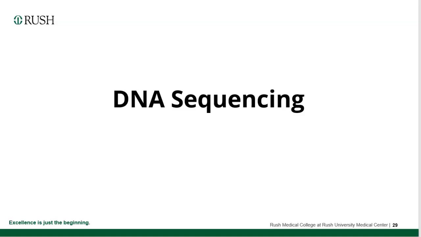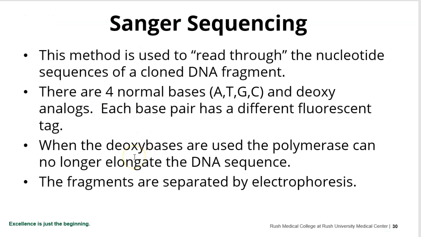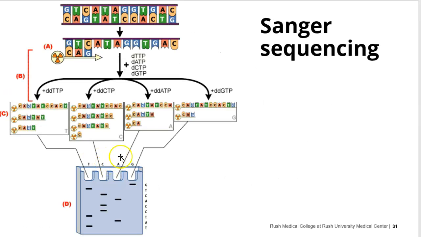The next thing I want to talk about is DNA sequencing. What is the code of the DNA and how do we know if it's normal or abnormal? So the first thing we needed to do is sequence all the DNA. Sanger sequencing is the gold standard even today to sequence a gene. What we do is we have a solution. We use our 4 normal bases, A, T, G, C, and we also have dideoxy analogues. And when the dideoxy analogue is added, the chain no longer extends. So let me just show you this.